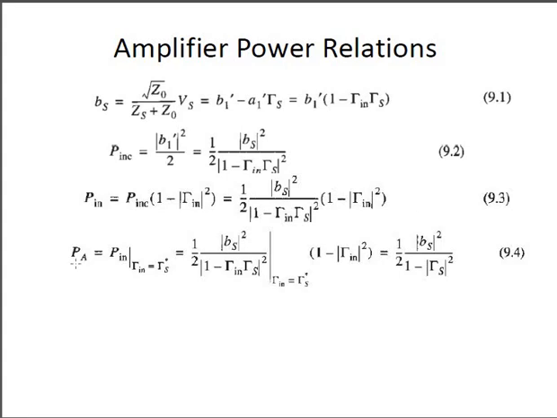Then PA is the available power in the amplifier. The formula is equal to input power, then replacing gamma N is equal to gamma S star. So you have to substitute the input power relations, that 9.3 over here, then we will get the available power in the amplifier, that is equal to 1 by 2 times BS squared by 1 minus gamma S whole squared. So 9.4 is the available power of the amplifier.